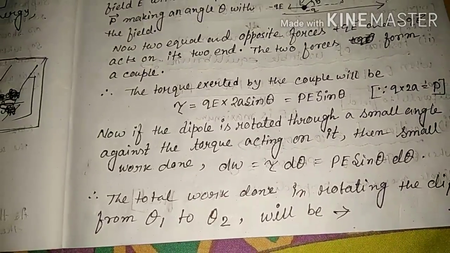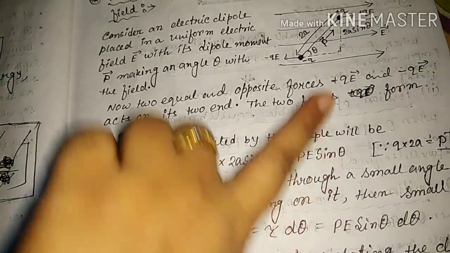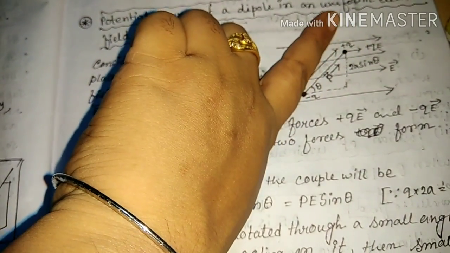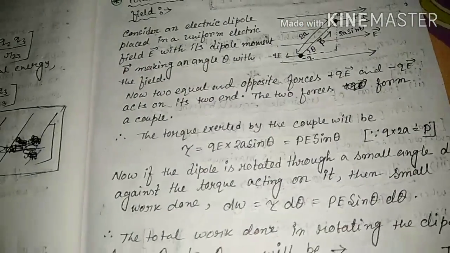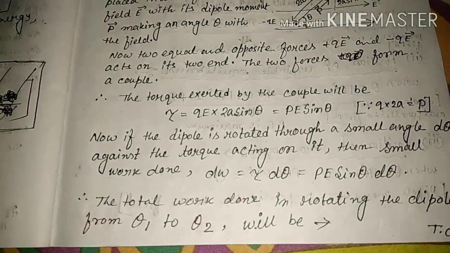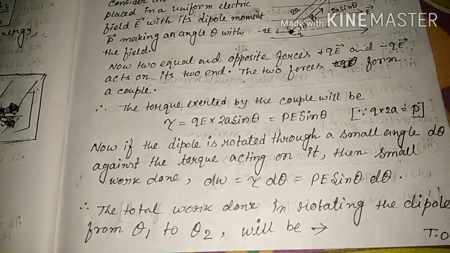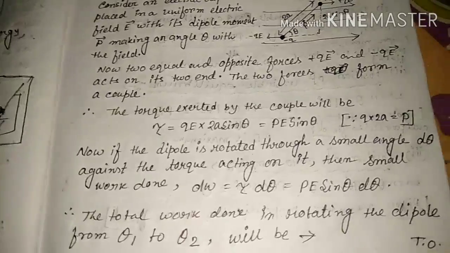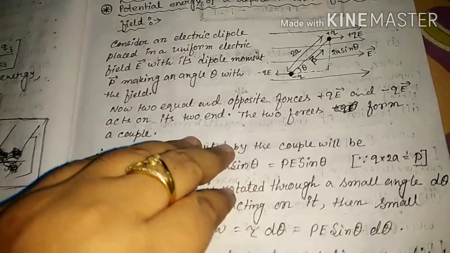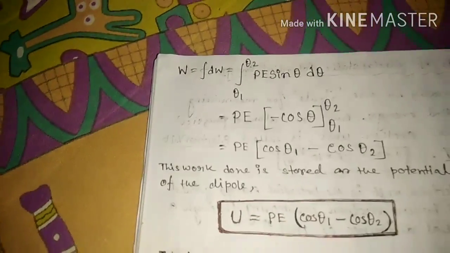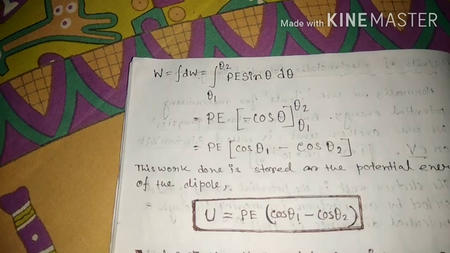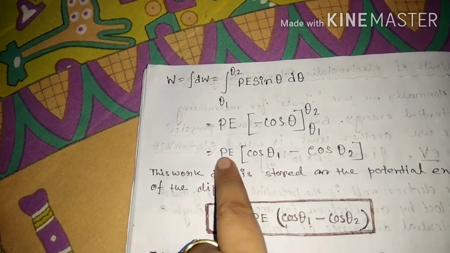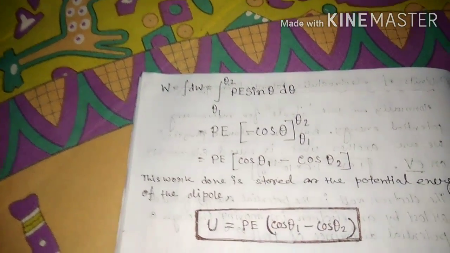Now the total work done: if we change the angle like this, first theta, then d theta, then again d theta, and so on. So the total work done in rotating the dipole from theta 1 to theta 2, between the two angles, we can do integration. W equals the integration of dW, from theta 1 to theta 2, of pE sin theta d theta. After integration, we have pE (cos theta 1 minus cos theta 2).